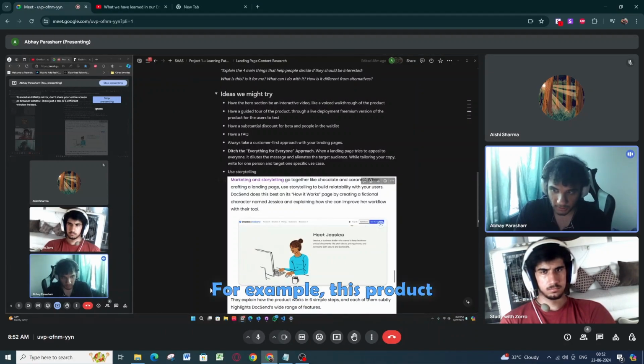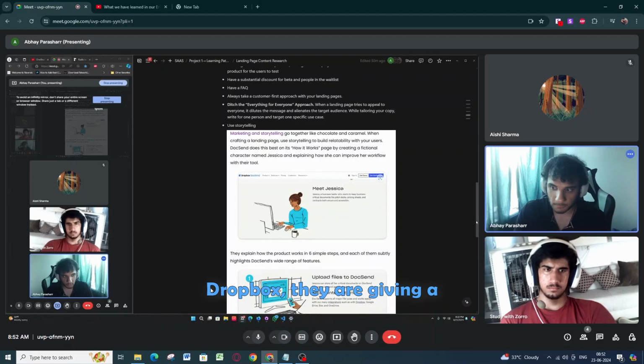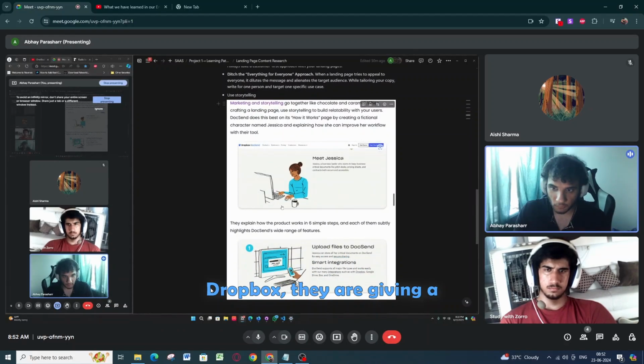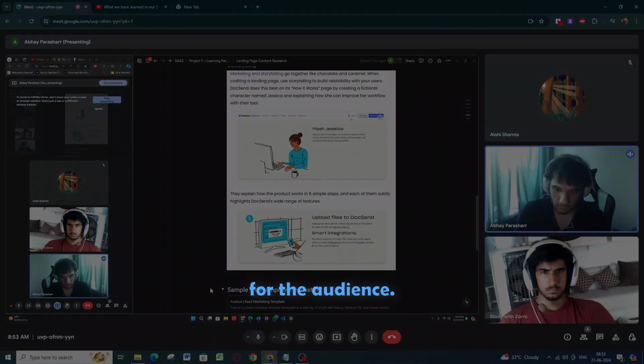For example, this product, Dropbox, they are giving an overview of their product with the help of this story where they're presenting their product as helping a user named Jessica. So it's an awesome idea, and I think for some of our complex SaaS product ideas, we're going to try some of that, so that the idea is conveyed in an easier manner for the audience.